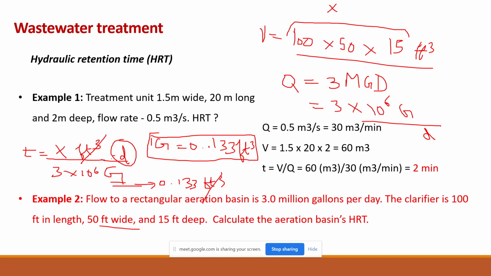Simply what you had to do was multiply the length, breadth and depth to get the volume in feet cube, then divide it by flow rate, which was in gallons per day. For that you converted gallons into feet cubes. So feet cube and feet cube will be cancelled. You will get the answer in the form of HRT. So finally you will get hydraulic retention time in terms of days. Correct? So I hope these two numericals clarify any doubts regarding obtaining the HRT when the reactor volume as well as the flow rates are provided.